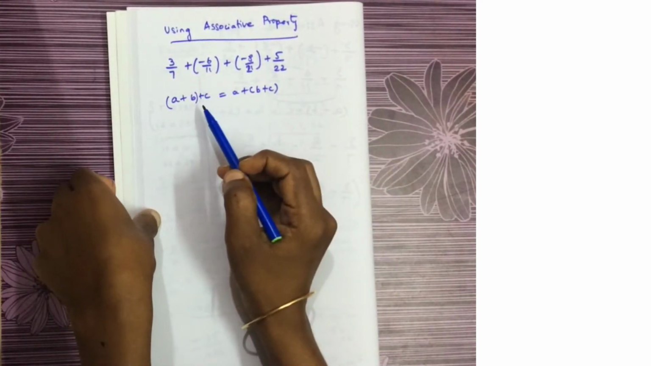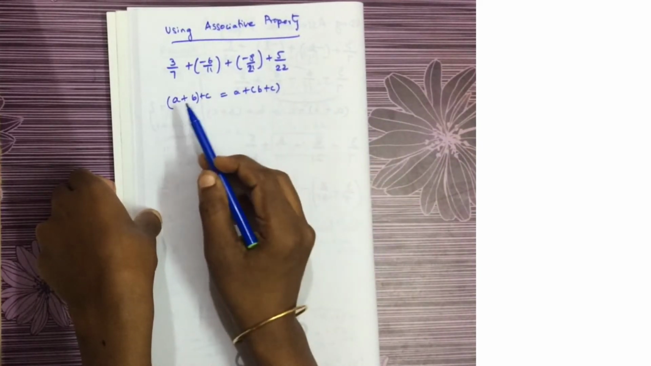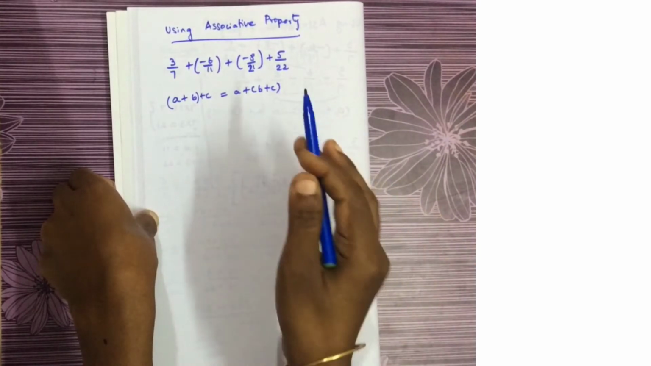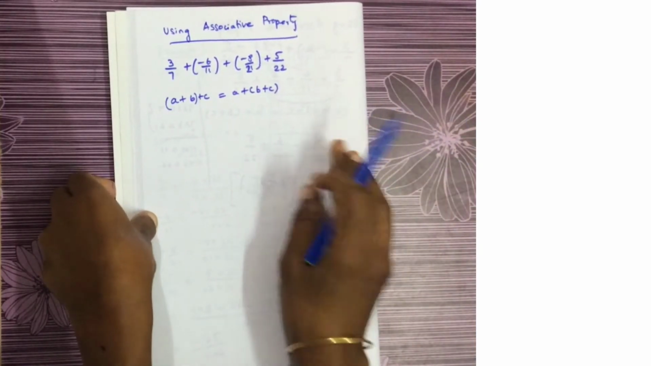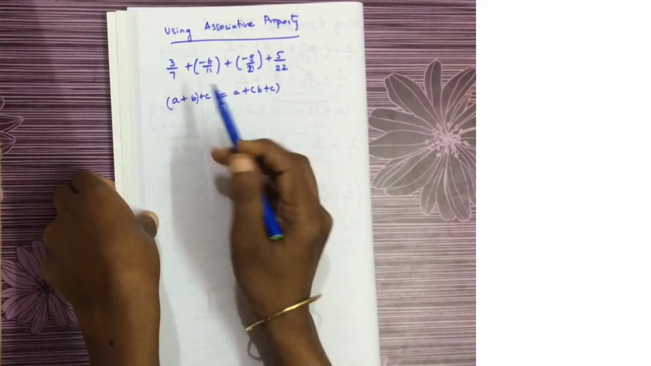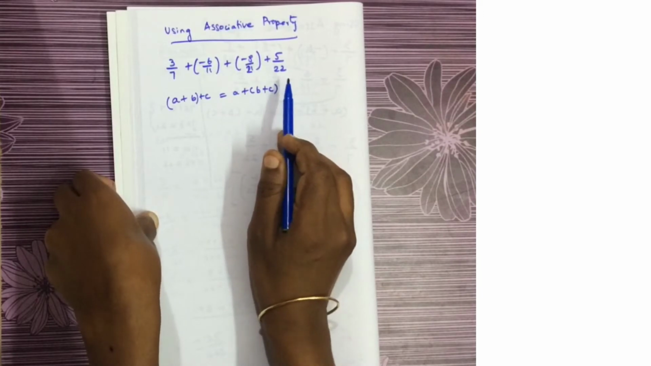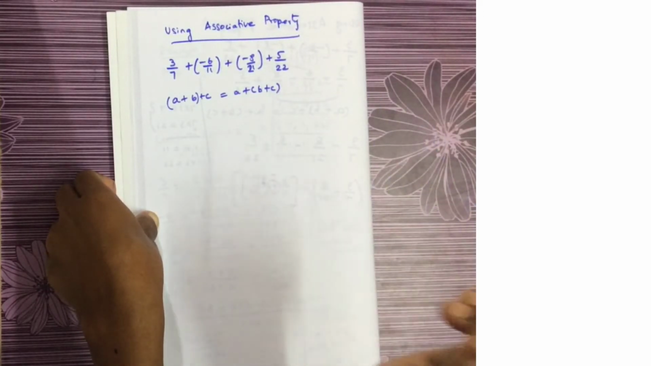So how are we going to apply this property here? It may be for any number of terms. Here a, b, c is 3 terms, here it is 4 terms. That's not an issue. Associative property holds for any number of terms. So first you have to see the denominators. Here it is 7, 11, 21 and 22. First you have to see which numbers have common factors.